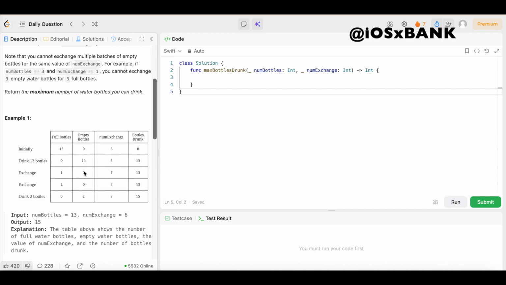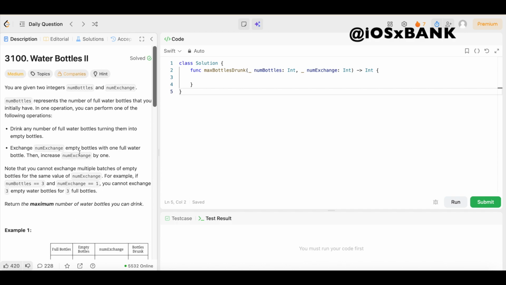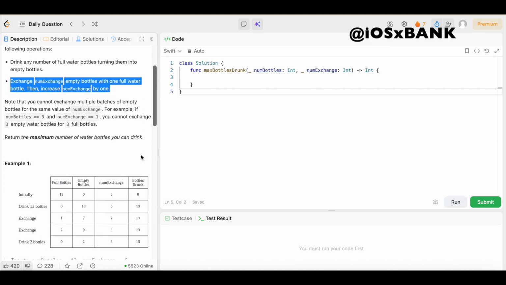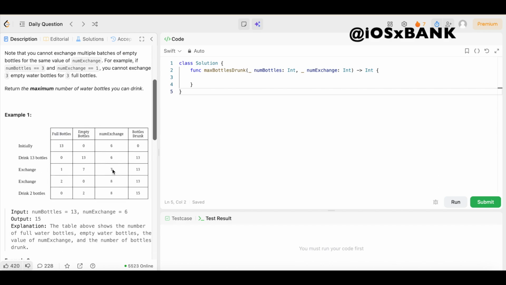So now we're left with 7 empty bottles. Num exchange goes up by 1 because it says exchange num exchange empty bottles with 1 full bottle, then increase num exchange by 1. So now num exchange is 7 because we just converted 6 empty bottles into 1 full bottle.